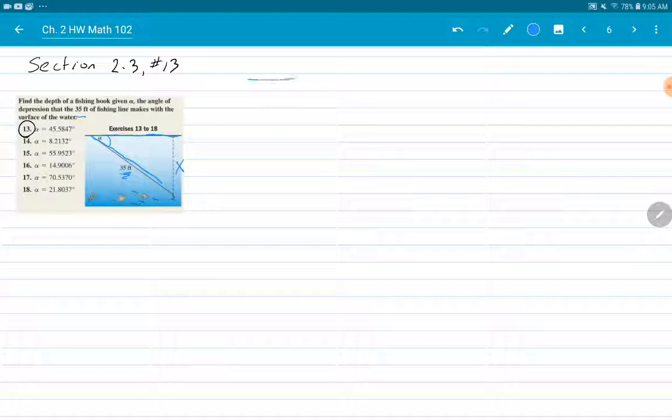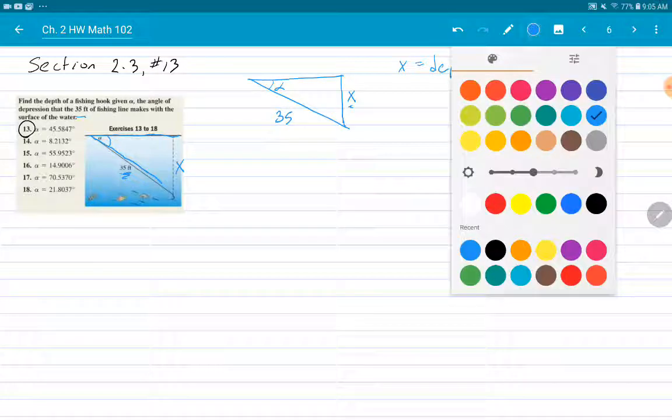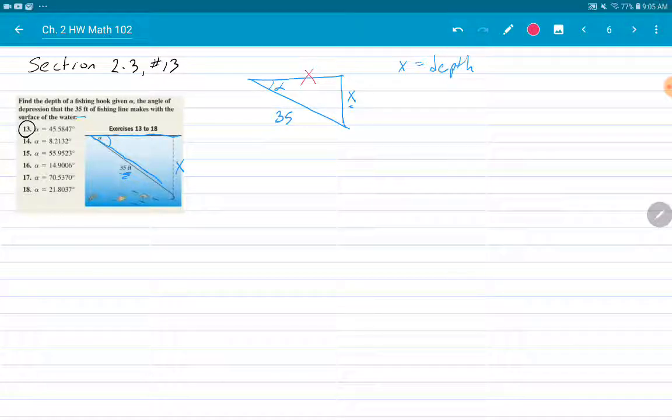So popping out that triangle, the variable I want, which is x, is going to be the depth of the fishing hook. And I have the hypotenuse. I'm sorry, this triangle is not very pretty. A little better. And I have alpha. So I have the hypotenuse, that is this 35. The thing I'm looking for, x, is the opposite leg. The thing I do not have is the adjacent leg.